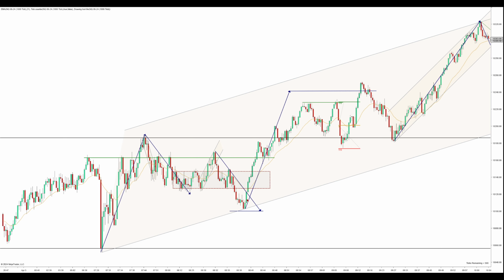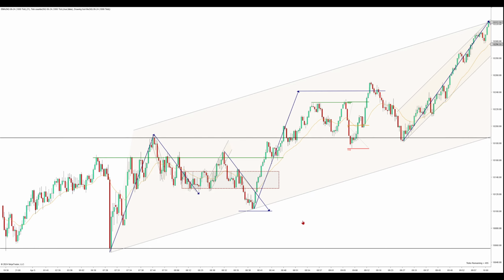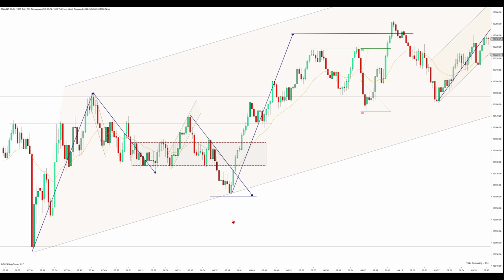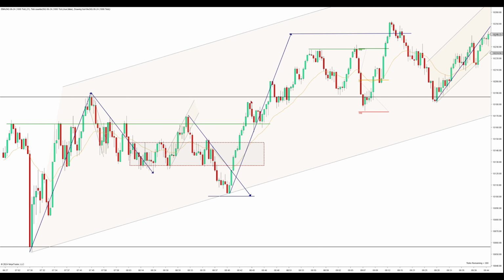So we start pushing up. This would be a great place for a failed second entry. It looked very much like the ES at the beginning. I was also wanting a failed second entry here on the ES as well. So anyway, we push on up here. It's just too small picture.